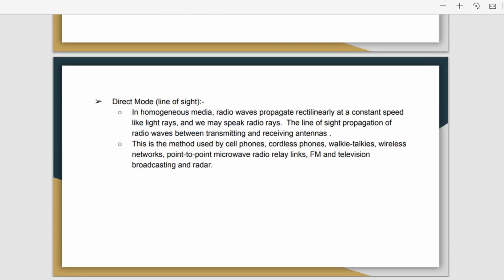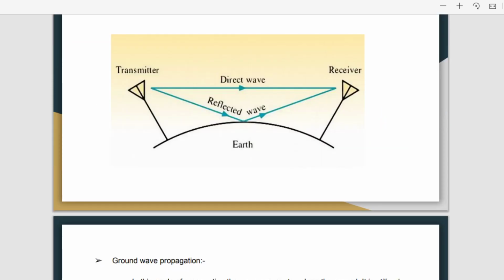Direct mode of propagation. In homogeneous media, radio waves propagate rectilinearly at a constant speed. This is line of sight propagation of radio waves between transmitting and receiving antennas. This method is also used in cordless phones, cell phones, walkie-talkies, and all other wireless devices. This diagram shows the transmission of signal from transmitter to receiver by direct mode of propagation.